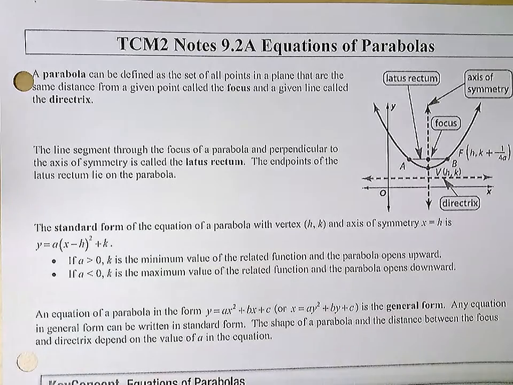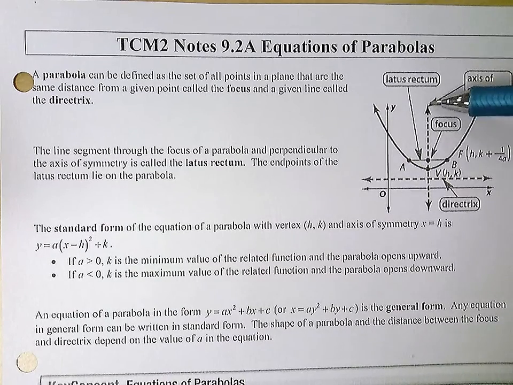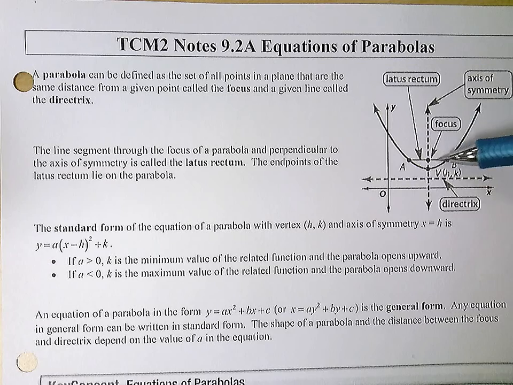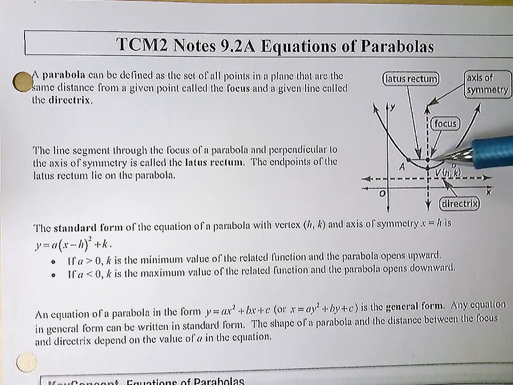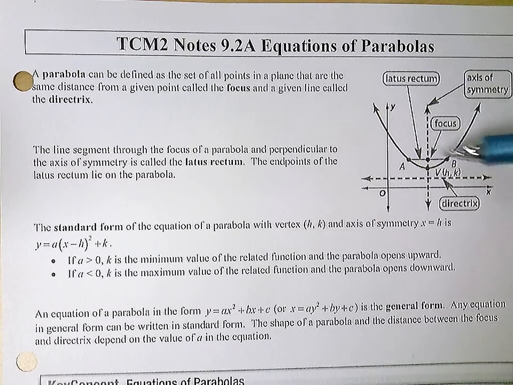The line segment through the focus of a parabola and perpendicular to the axis of symmetry is called the latus rectum. That's this line right here. So through the focus and perpendicular to the axis of symmetry.